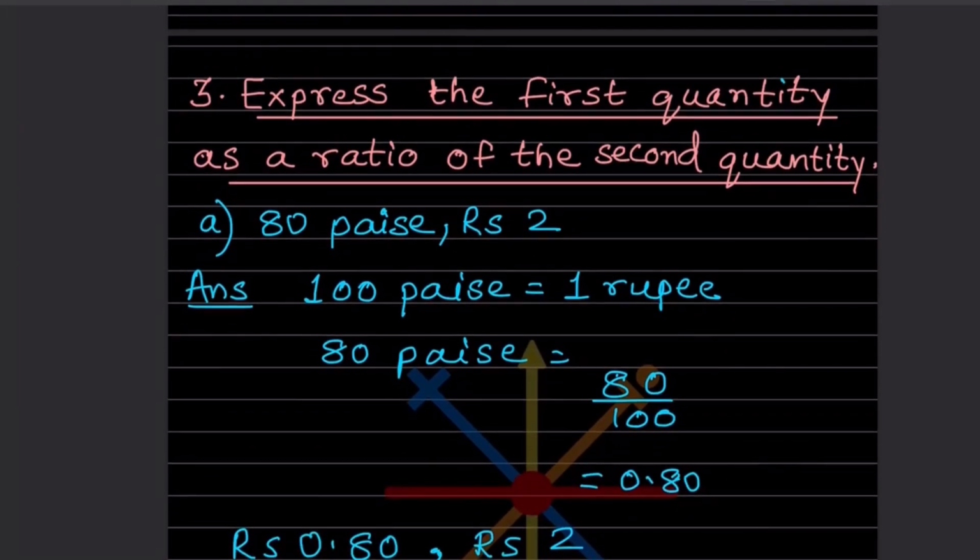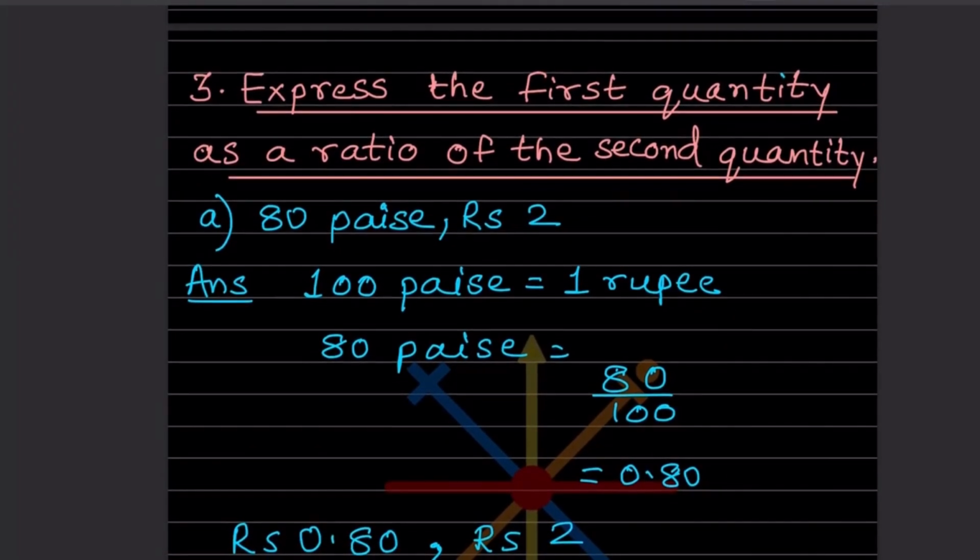Now the next question says to express the first quantity as a ratio to the second quantity. Now look at here first. What are we going to do here? This is given as 80 paise and this is rupees 2. So here what will we do? 100 paise means 1 rupee. So 80 paise is going to be how much?